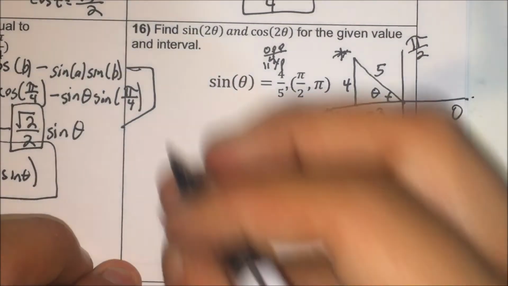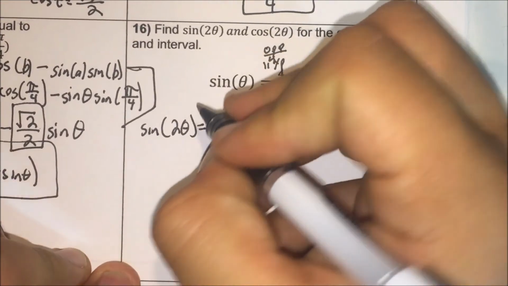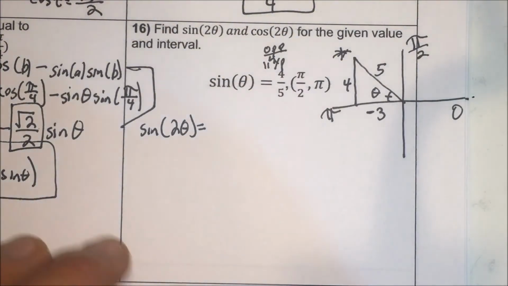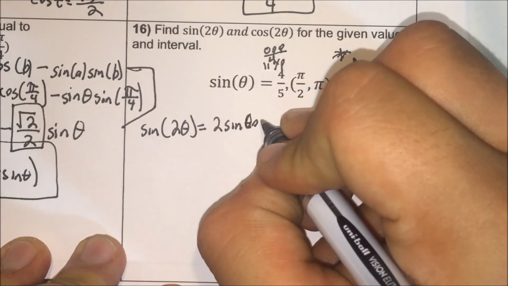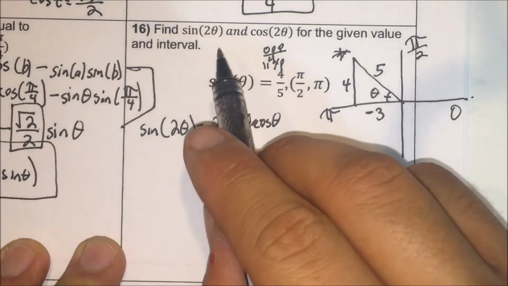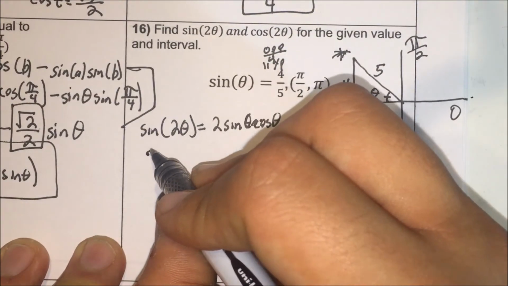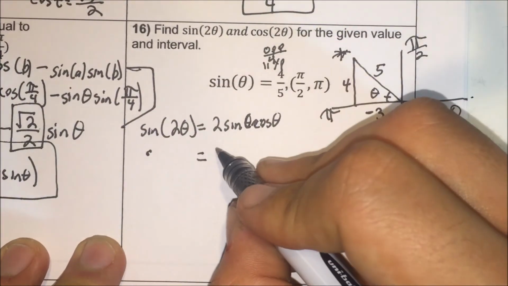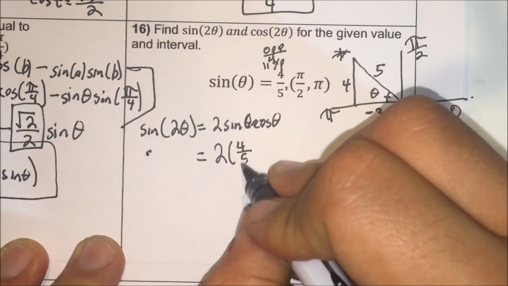All right, well, if we look at our sum and difference identities notes, we know that sine of 2 theta is just going to be 2 times sine theta times cosine of theta. So to get sine of 2 theta, which is what we're asked for, we just plug in sine of theta and cosine of theta. So that's going to be 2 times sine of theta, which we're given in the problem is 4 over 5.